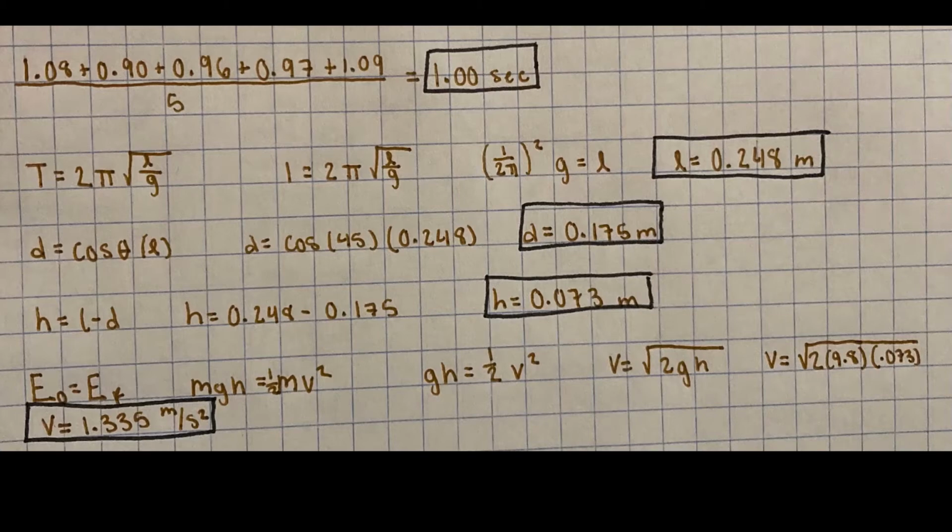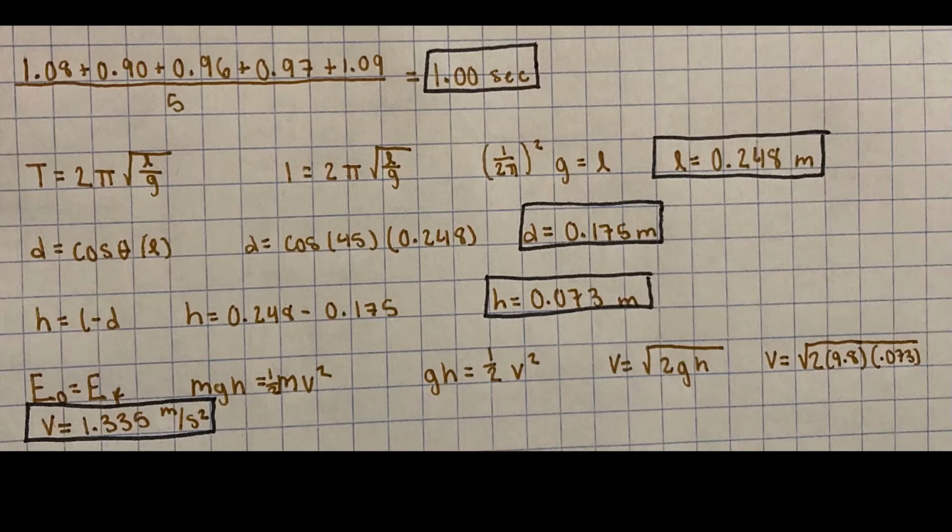And then to find the distance, you multiply that times the cosine of theta. In this case, theta is 45 degrees. So that'll give you a distance of 0.175 meters. And to find the height, you subtract the distance from the length, and that gives you a height of 0.073 meters.